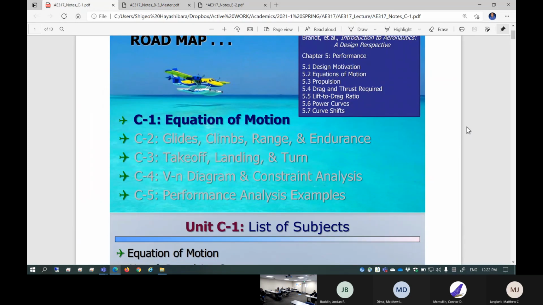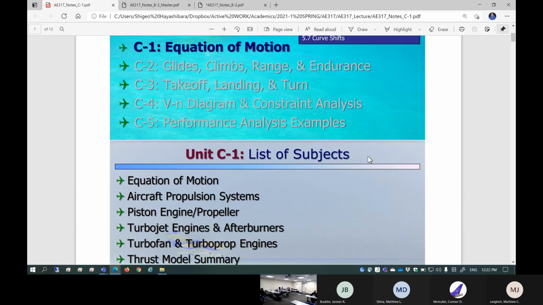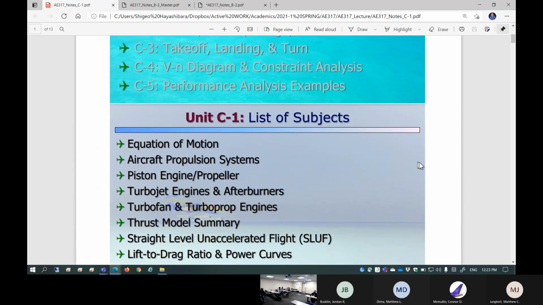Okay, so the starting point is aerodynamic design, which is essentially you're going to come up with the entire airplane's whole-airplane drag polar. That's thrust required. Okay, so let's take a look at Unit C1. In Unit C1, I'm going to begin with the very fundamental idea, equation of motion.